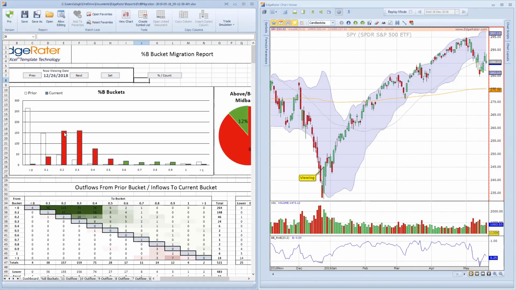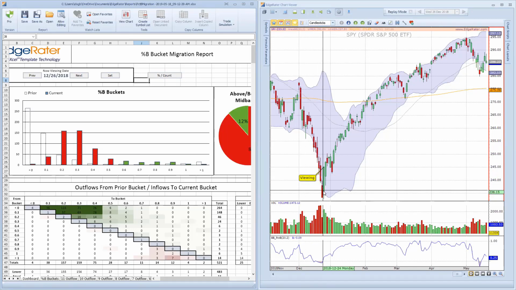But where did they come from was always the question it left you asking. Where did they come from? Are the stocks coming into bucket number 2 from lower buckets, which in this case you can imagine they are, because most of the stocks were in the lower buckets, or are they coming in from higher buckets? So obviously there's a migration of stocks. Some are coming from lower buckets, some are coming from upper buckets. So this migration report will show where stocks are moving from.